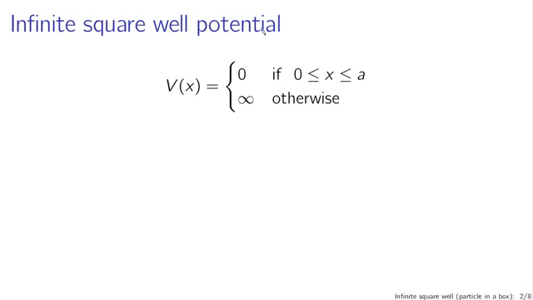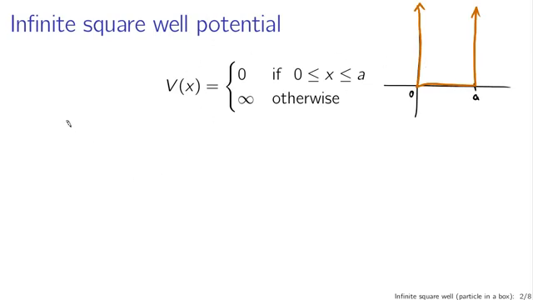What the potential ends up looking like, if I plot this, going from 0 to a, is that the potential is infinity if you're outside the region between 0 and a, and 0 if you're in between 0 and a. So what does this look like when it comes to the Schrodinger equation?